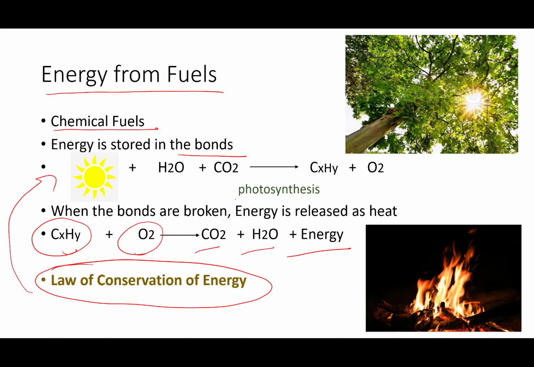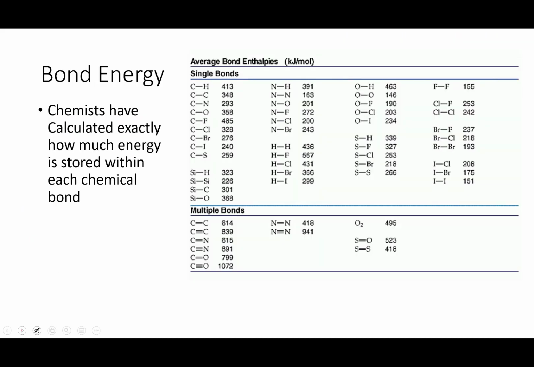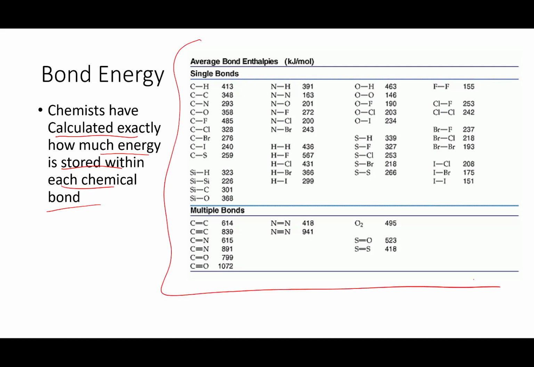Millions of years of photosynthesis has fixed that carbon dioxide and water into those hydrocarbons that are stored underground in those fossil fuels. Well, this bond energy, the exact amount of energy that is stored in individual bonds, has been determined by chemists who are older, wiser, and have more experience than you and I. There are charts that you can look at, and they know exactly how much energy is in a carbon-hydrogen bond, a carbon-nitrogen bond, a silicon-hydrogen bond. This is a partial chart, and there are other charts out there.